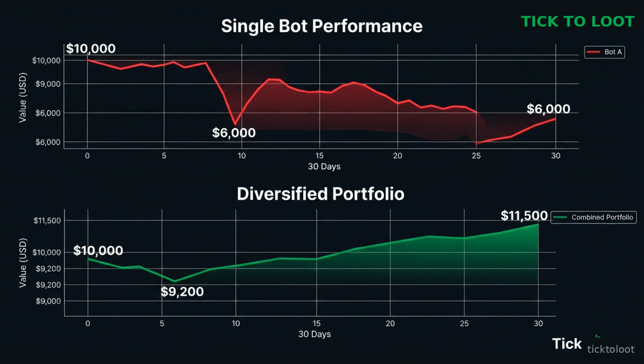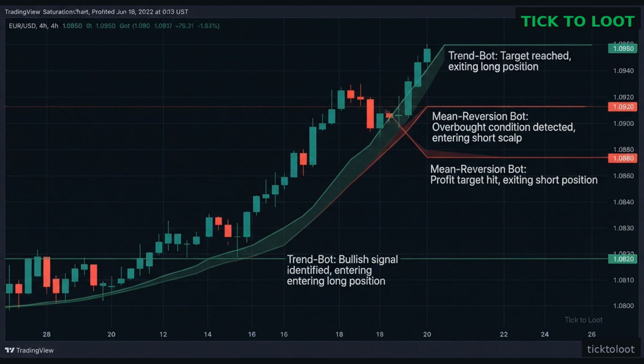All right, looters, let's bring the idea of diversification to life with a real-world example. Imagine you have two tiny robots or bots that trade the euro to US dollar pair for you. The first bot follows the trend, which means it looks for a steady upward movement and rides that wave.